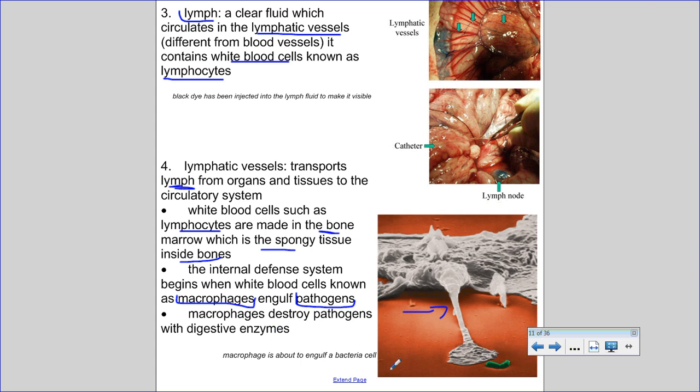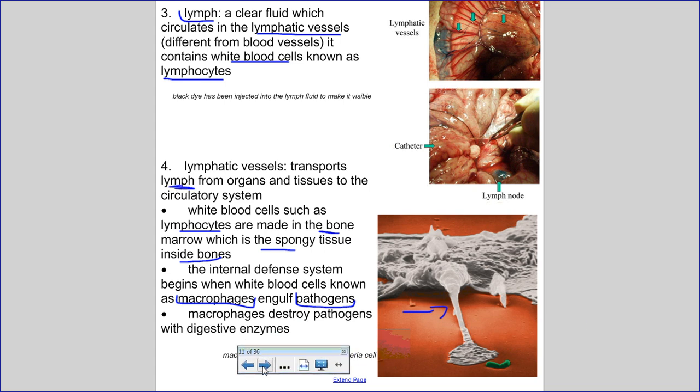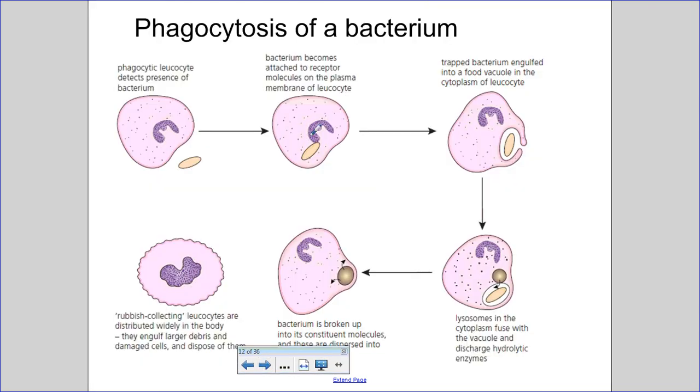So when a macrophage engulfs a bacteria, it does so in a process very similar to endocytosis. Looking at this phagocytosis of the bacterium, if we have our leukocyte, our lymphocyte, or a macrophage, all the same thing, and then we have our bacteria here, the little guy. As the bacteria approaches the leukocyte, it will attach to receptor molecules on the plasma membrane of the leukocyte.